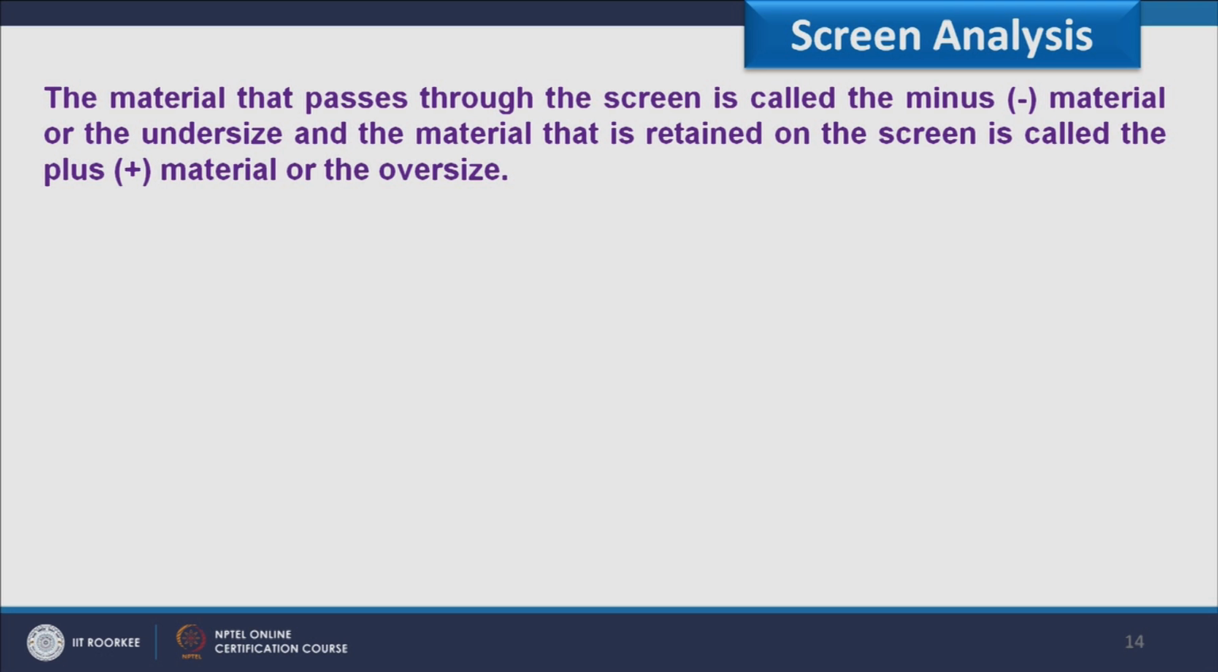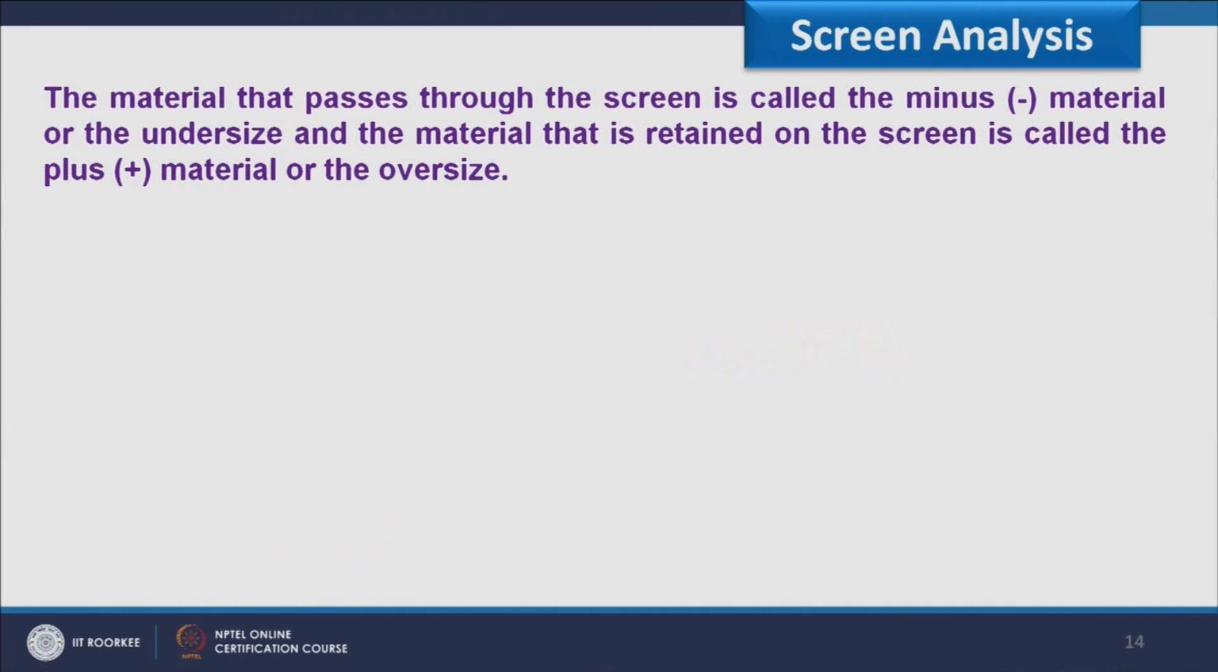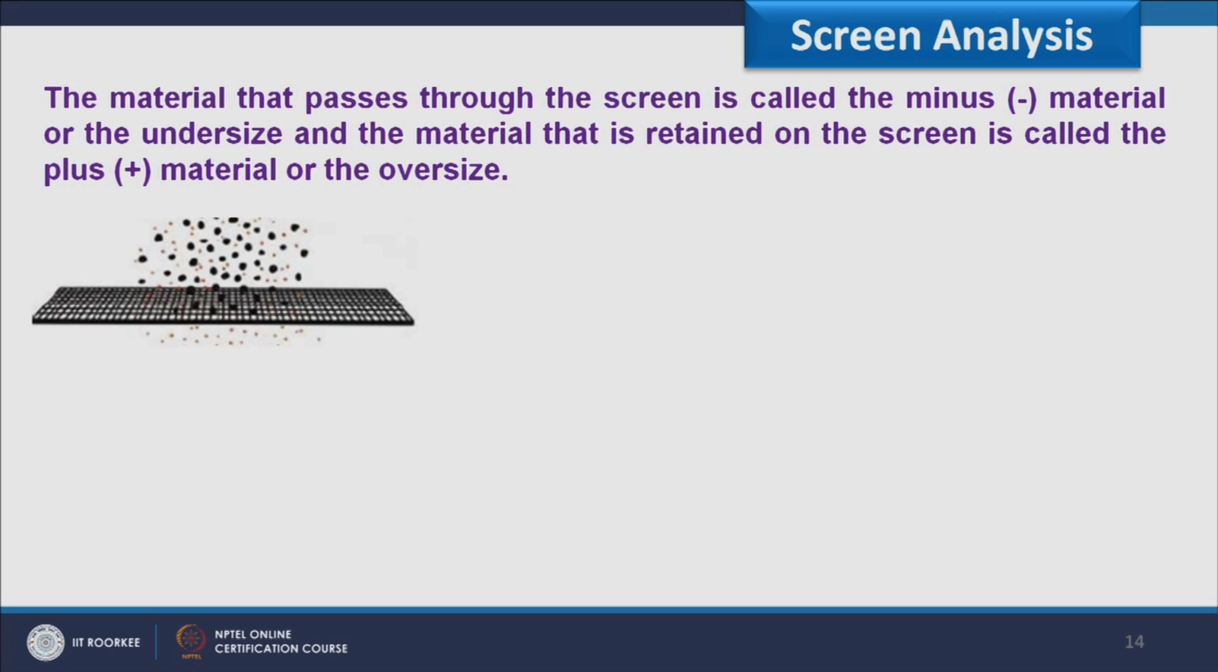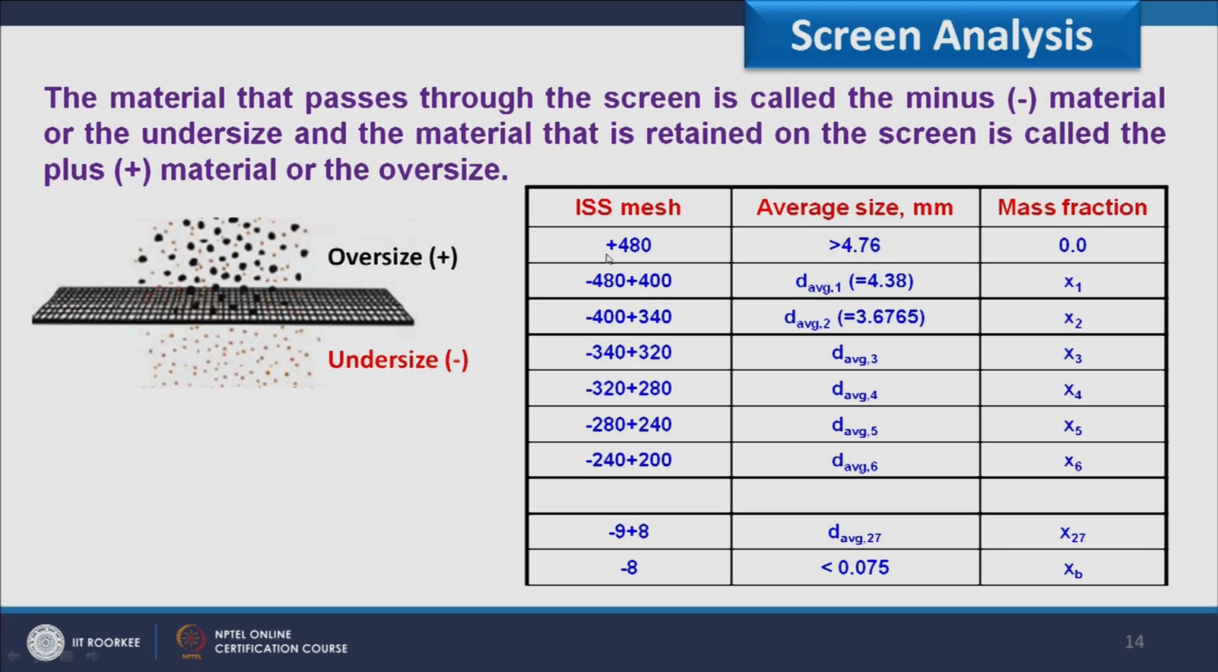So, material that passes through the screen is called the minus material, which we also call undersize, and the material that is retained on the screen we call plus material, that is the oversize. So, if I am having this particular screen, whatever is available at the top, that we call oversize, and whatever is passed through it, that we call undersize or minus. While representing the data, we will use two signs, first is minus and second is plus. Minus shows material which is passed through the screen, and plus shows material which is retained on the screen. In this form, we represent the complete data.